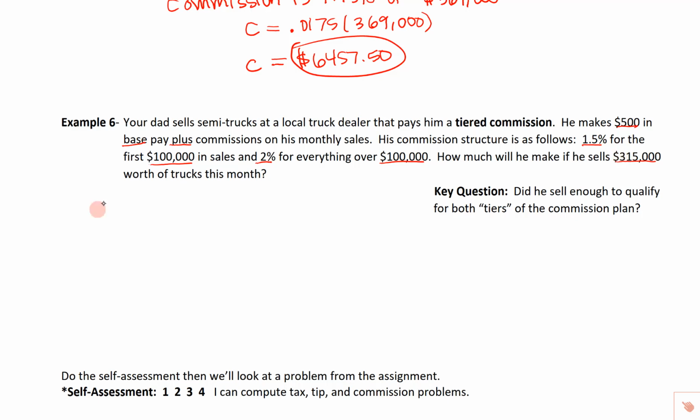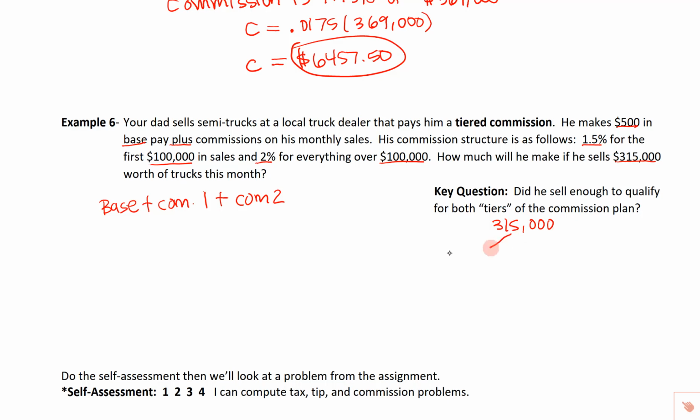So the way we're going to figure out his commission, he's got this base pay plus commission 1, since he qualified for that first commission tier. And he also qualified for the second commission tier. So we're going to add the second commission as well. So in order to figure that out, let's kind of set up the tier. So we've got our $315,000. That's how much your dad sold altogether.